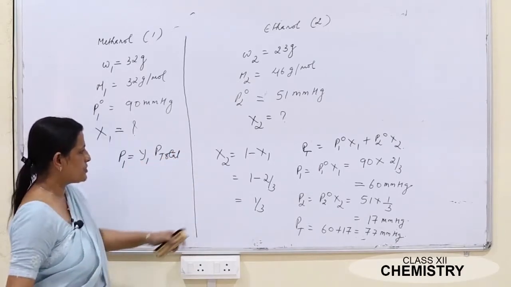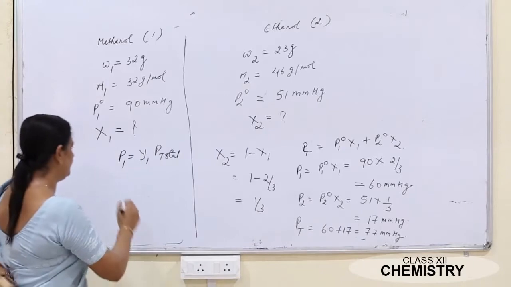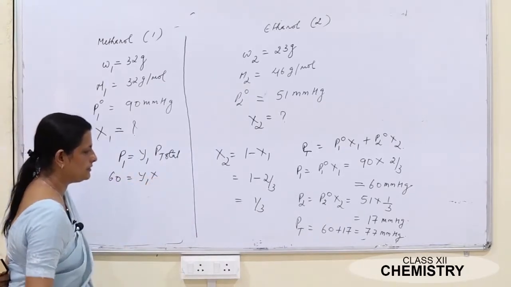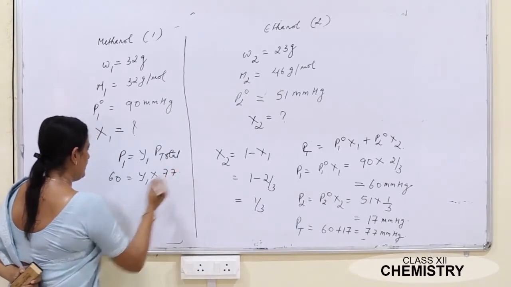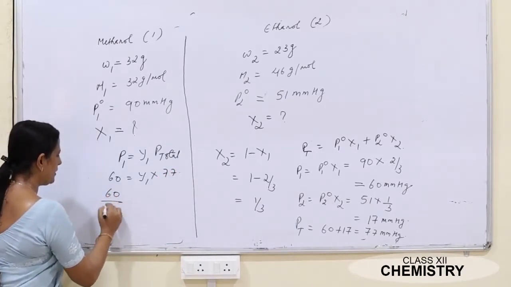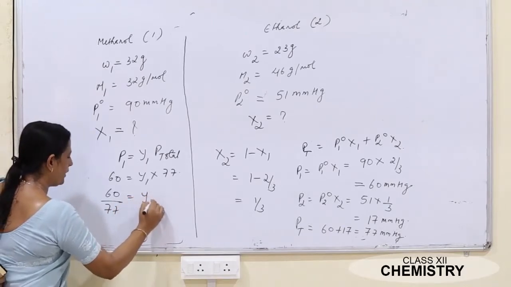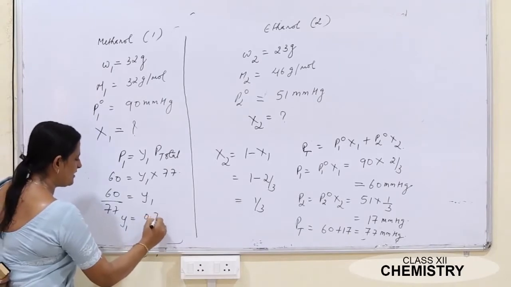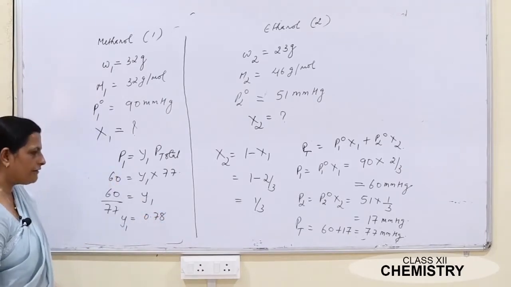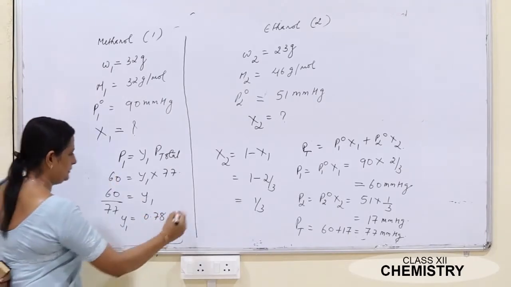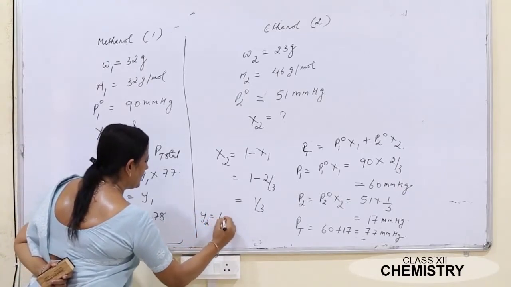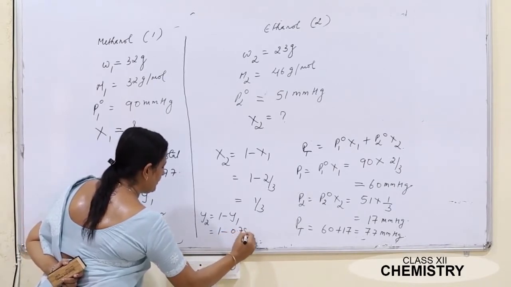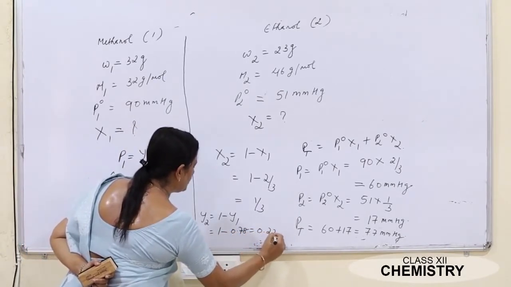So P1 is how much? 60, equal to Y1, and P total is how much? 77. So 60 divided by 77 is equal to Y1. So Y1 approximately will come to be 0.78. So when you have got Y1, you can calculate Y2. Y2 will be equal to how much? 1 minus Y1. So that is 1 minus 0.78, which comes to be 0.22.